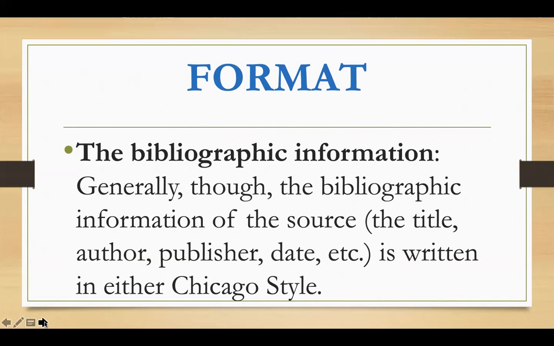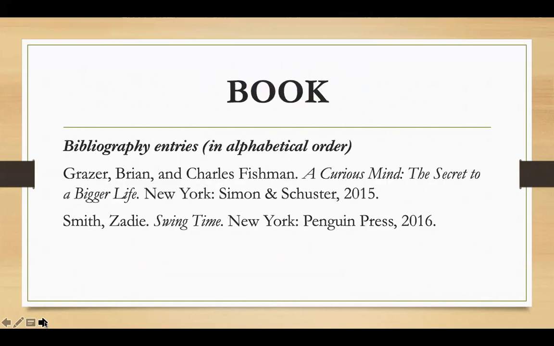So don't be married to citation styles, because again, you're going to have to change a lot of your citation styles according to your audience. All right, so now we're going to go over Chicago style. Okay, so do you see how this is last name Grazer, first name Brian, but see how it actually goes now in first and second order? First name Charles, second name Fishman. Okay, then we're going to do a period.